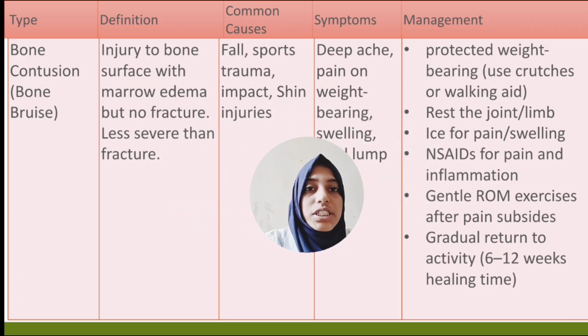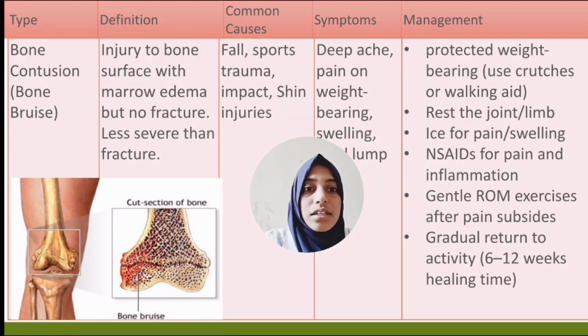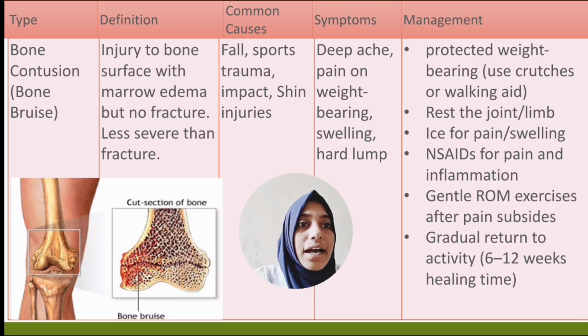Then bone contusion. Bone contusion is also called bone bruise. This is shown in this picture: injury to the bone surface with marrow edema but no fracture, less severe than a fracture. Common causes are fall, sports, trauma, impact, shin injuries. Symptoms are deep ache, pain on weight bearing, swelling, hard lump.